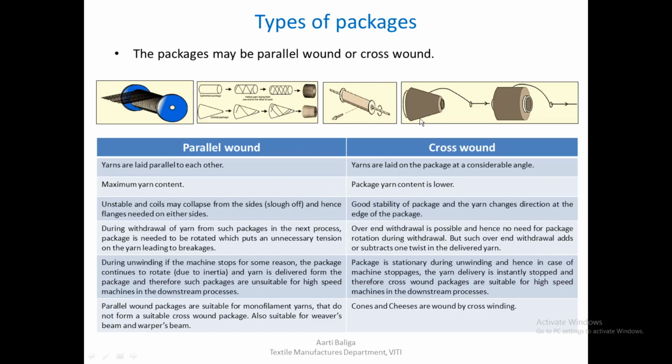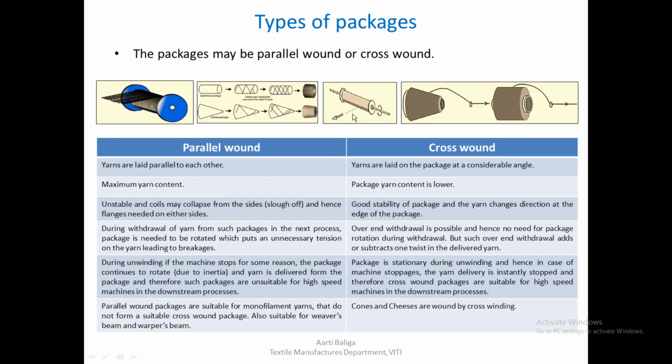Now let us see the next two diagrams. These two diagrams show the withdrawal from such packages. The first one shows the withdrawal from a parallel wound package, and this shows the withdrawal from a cross wound package. So let us see whether there are any advantages and disadvantages during unwinding. During withdrawal of yarn from such packages, that is in case of parallel wound, in the next process, the package needs to be rotated.